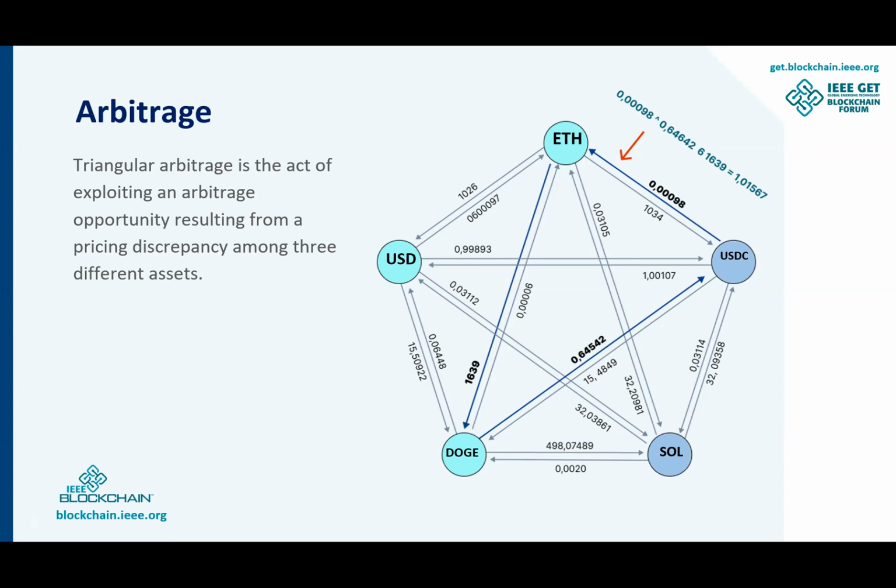The algorithms used for this task allow finding negative cycles in these complete or almost complete graphs. Frequently used algorithms are Bellman-Ford and Floyd-Warshall. You can see an example of a negative cycle on the screen. The route starts from Ethereum, then goes to DOGE, then to USDC, and then back to Ethereum, and the resulting outcome is bigger than the one which started. So this is how a negative cycle looks.